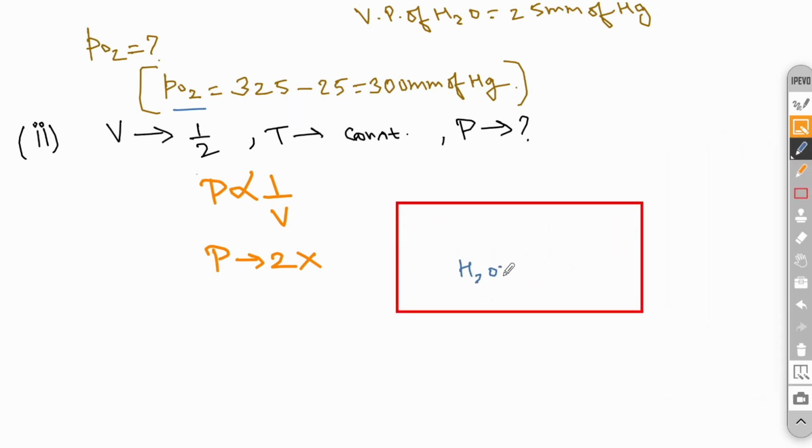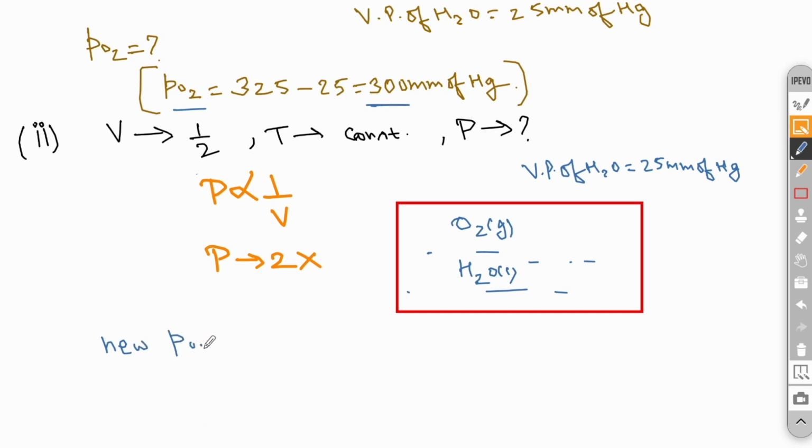Here we'll draw again water in liquid state and oxygen in gaseous state. The vapor pressure of water will be the same, which is 25 mm of Hg, which was given in the problem, right? And we'll determine the new value of partial pressure of oxygen, which will be 2 times the original value. It will come out to be 600 mm of Hg, right?